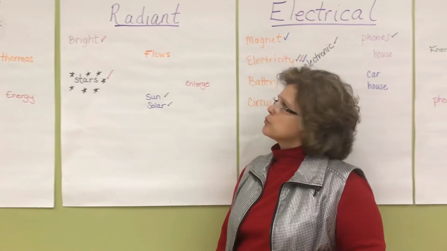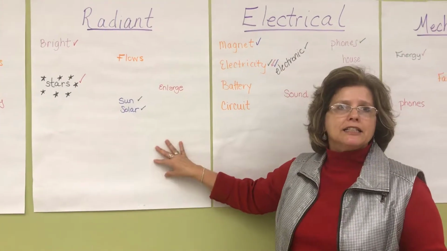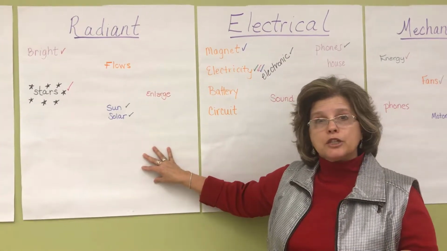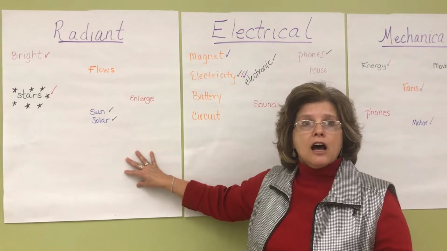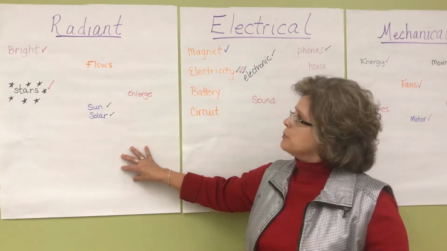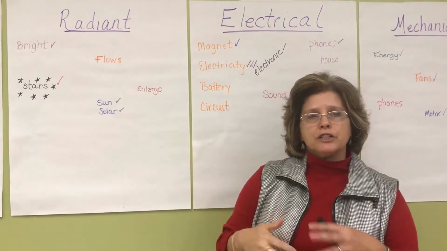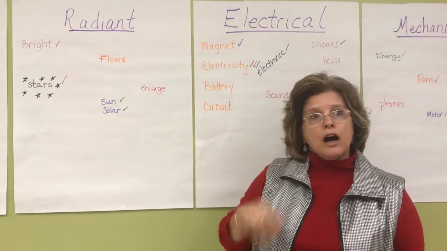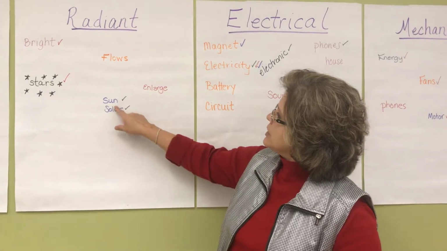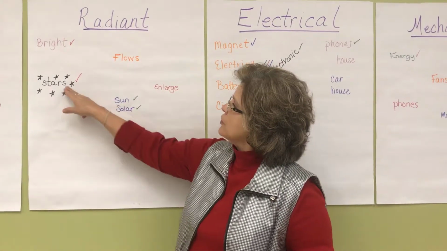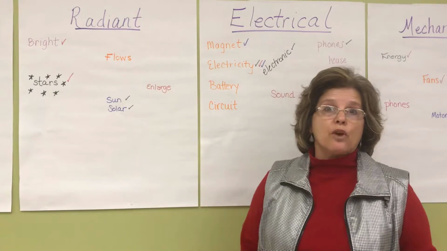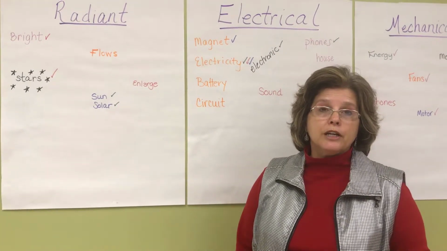It looks like the class really struggled with the word radiant, and I would encourage them to expand on their ideas. I might call on the purple group and ask them why did they write the word bright. And with discussion, I would also look at the word sun and stars and show the connections between those two, because that's a great example of radiant energy.